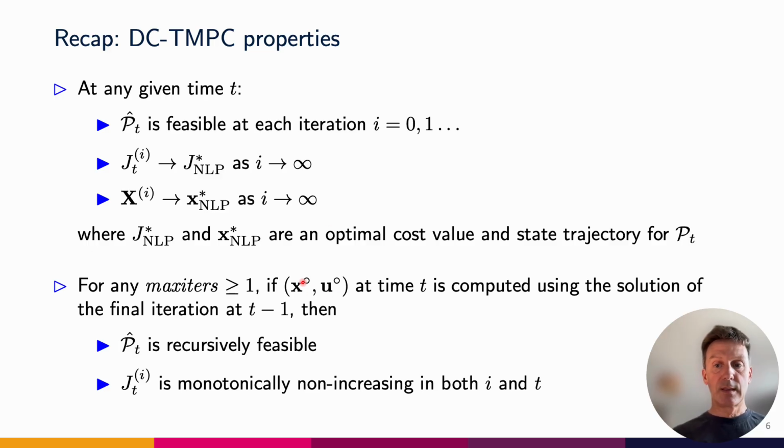And this allows guarantees of robust stability and constraint satisfaction for any choice of the maximum number of iterations that we solve at each time step. So even if we solve just one iteration per time step, we can guarantee recursive feasibility, and we get some guarantees of stability from the monotonically non-increasing cost.